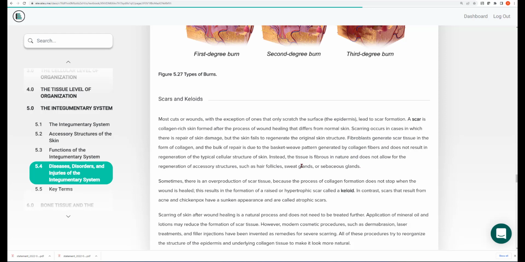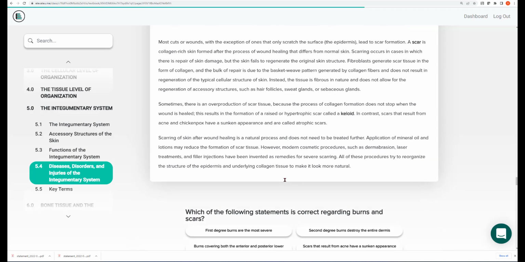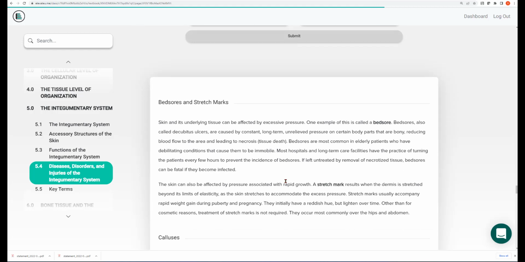I should also point out that when a scar is formed, a mature scar is not going to have those accessory glands. So wherever there is a scar, there is not going to be hair, there's not going to be sweat glands, there's not going to be sebaceous glands. So those accessory glands are not replaced when the skin is regenerated after some sort of damage. So that brings us to the end of this chapter.